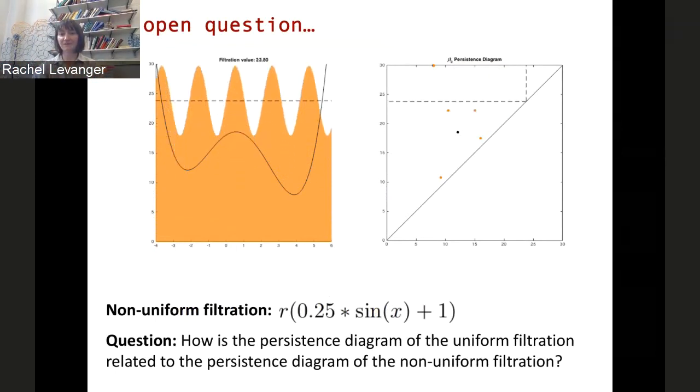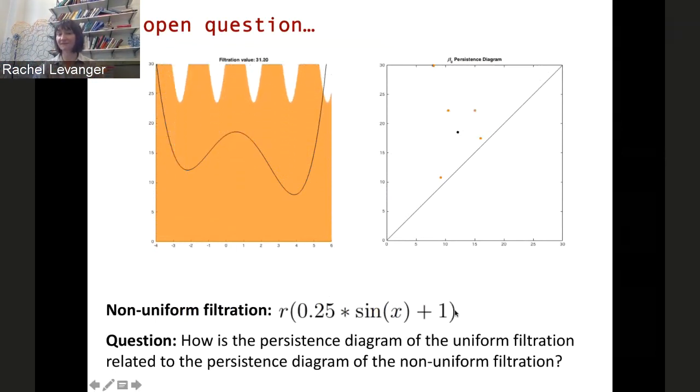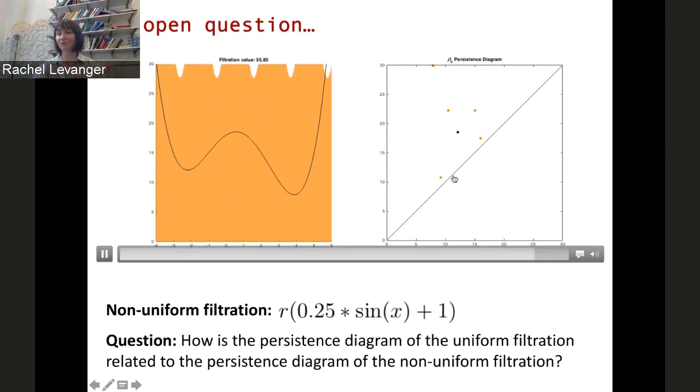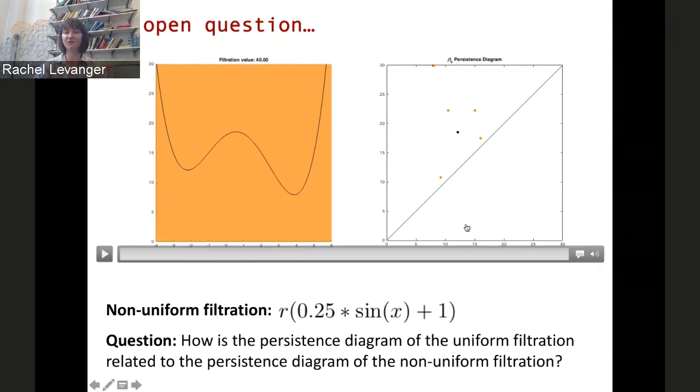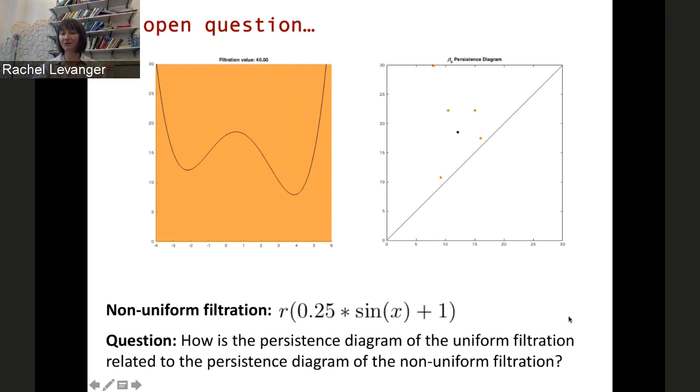So if I perturb my straight line by, say, the sine function, I'm going to put a whole bunch of artifacts into my persistence diagram. And one of the questions in this paper was, how do the two persistence diagrams relate? And you can partially answer this question through this theory.